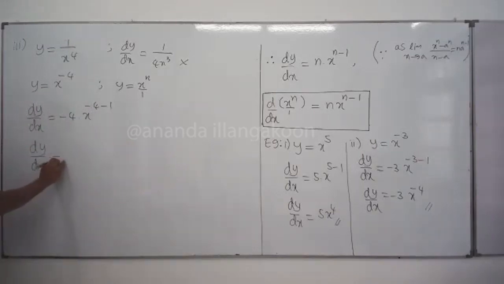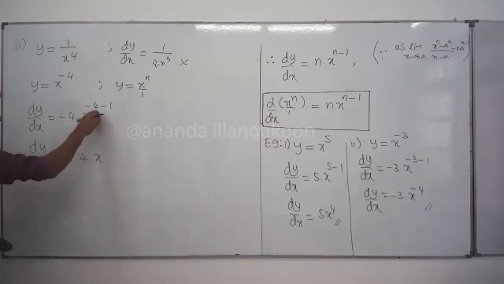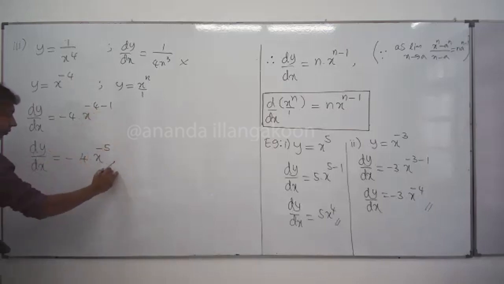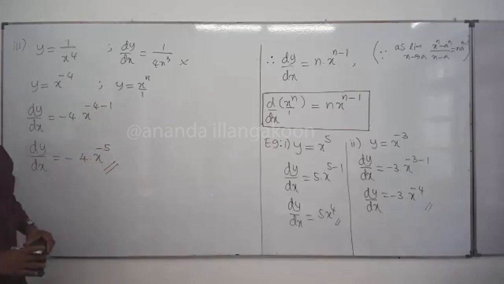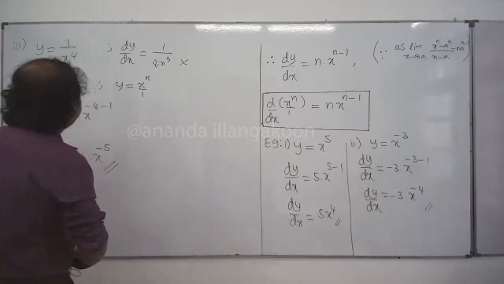When we get dy by dx is equal to minus 4, x to the power minus 4 minus 1 is minus 5. Right. We'll take another one, people.